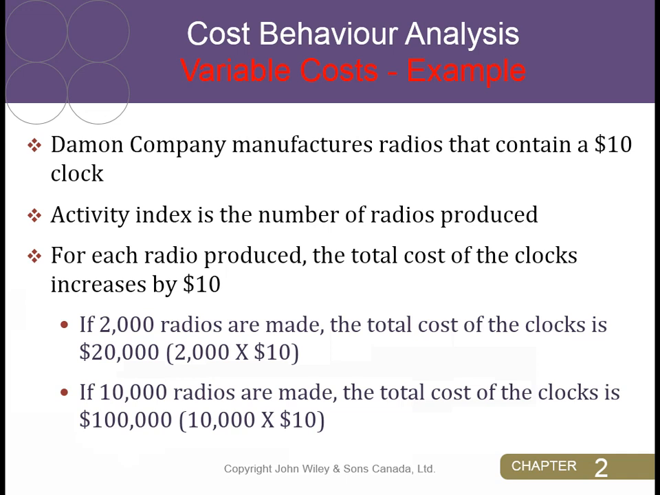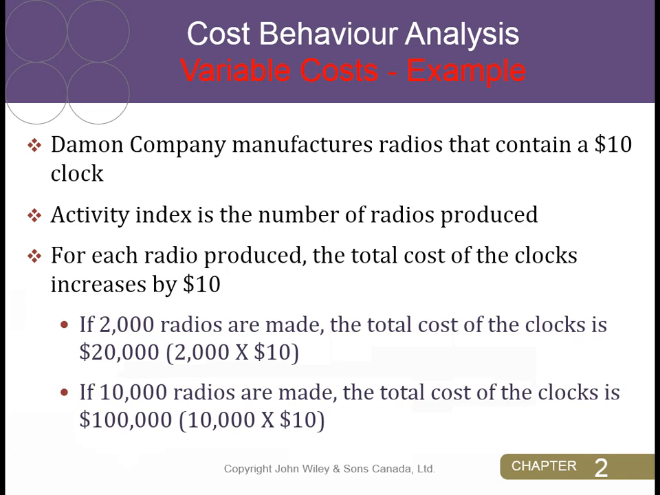If you look at the purple text at the bottom, if we manufacture 2,000 radios, the total cost of all the clocks is 2,000 radios times the $10 per clock, or a grand total of $20,000. So total variable costs are $20K, but the per unit cost is still only $10. If, however, we increase the number of radios that we make, and now instead of making 2,000, we're making 10,000 radios, the total variable cost is going to go up because now we have 10,000 radios that each require a $10 clock. So our variable cost in total jumps up to $100,000.